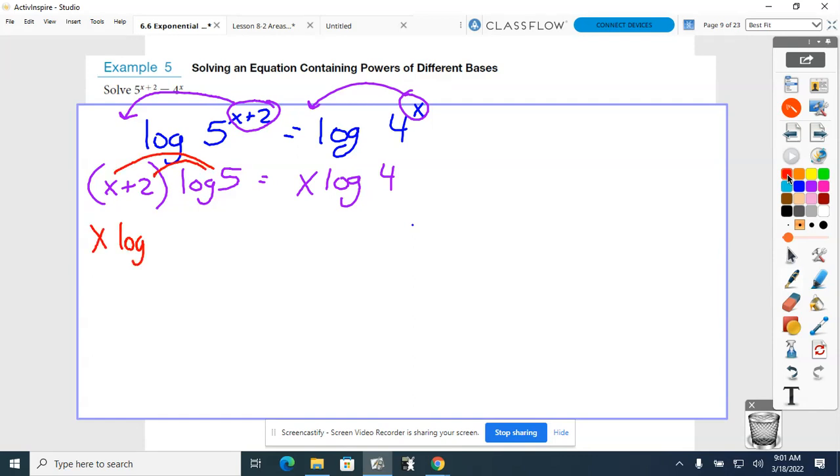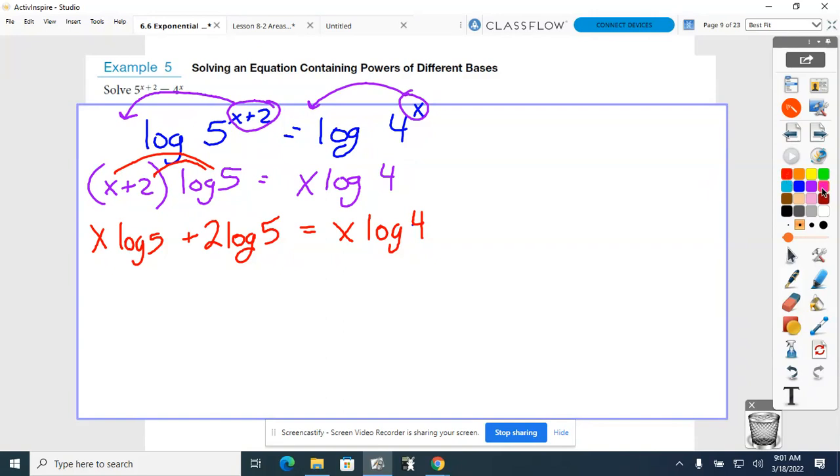So I have x log 5 plus 2 log 5. When you multiply whole numbers times logs, they just go in the front. This assignment is going to need to show a little bit more work because you're going to have to show these steps.